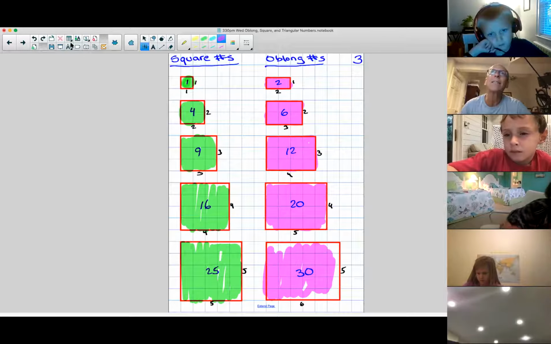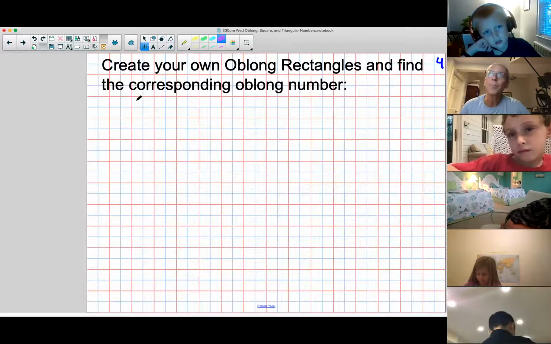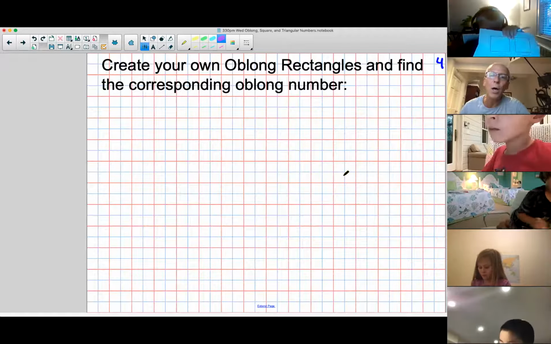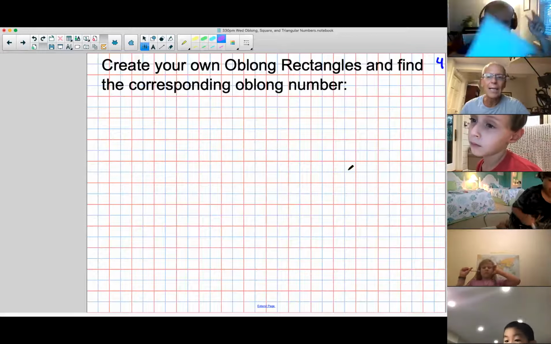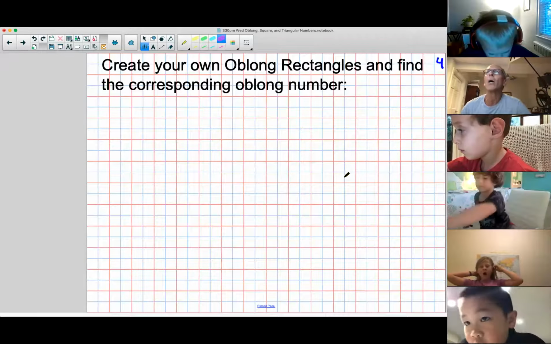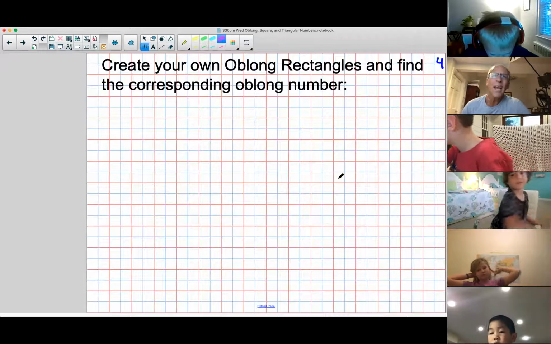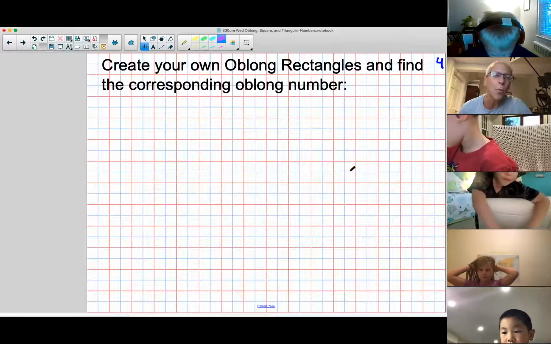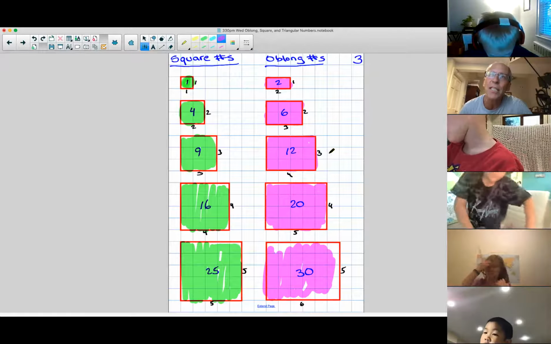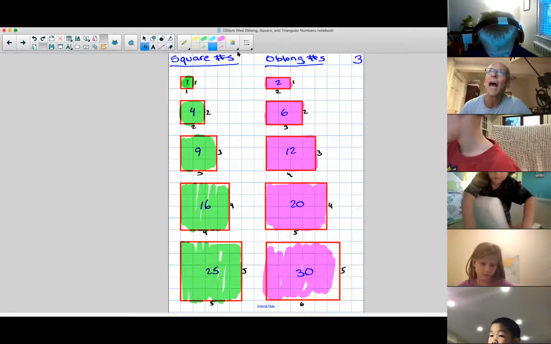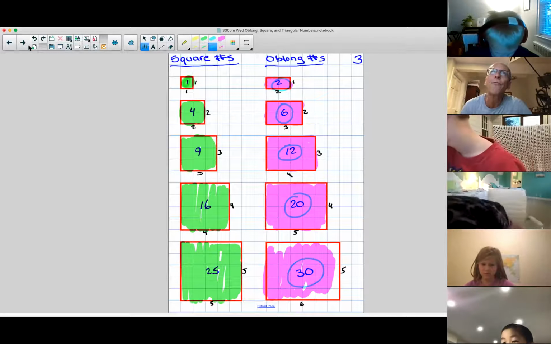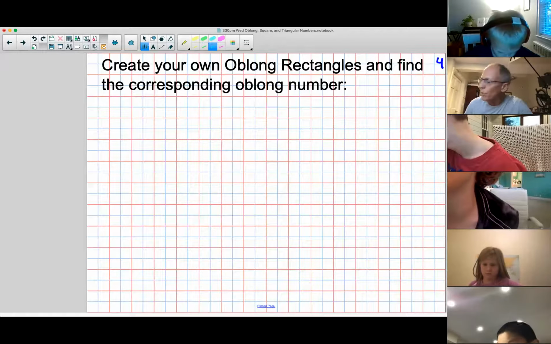Now, would you guys like to try your own? Everybody go to page 4 right now and draw an oblong rectangle and make sure you tell me how many are there. If you drew one, do another one. And remember, you have to label it like Mr. Kramer. You label the dimensions, and inside you can actually write the oblong number. I want you to do like 3 or 4 oblong numbers, and I will be right back.